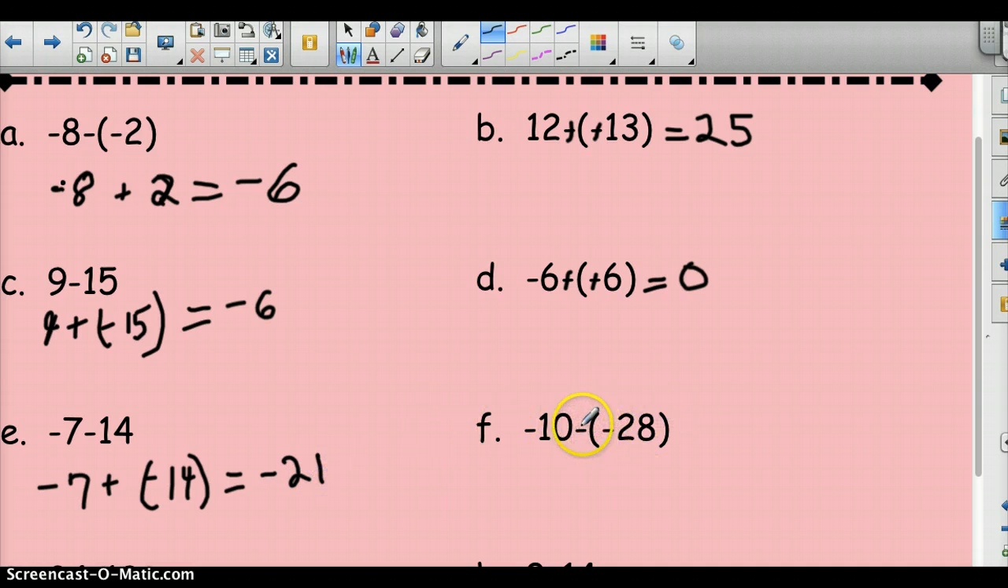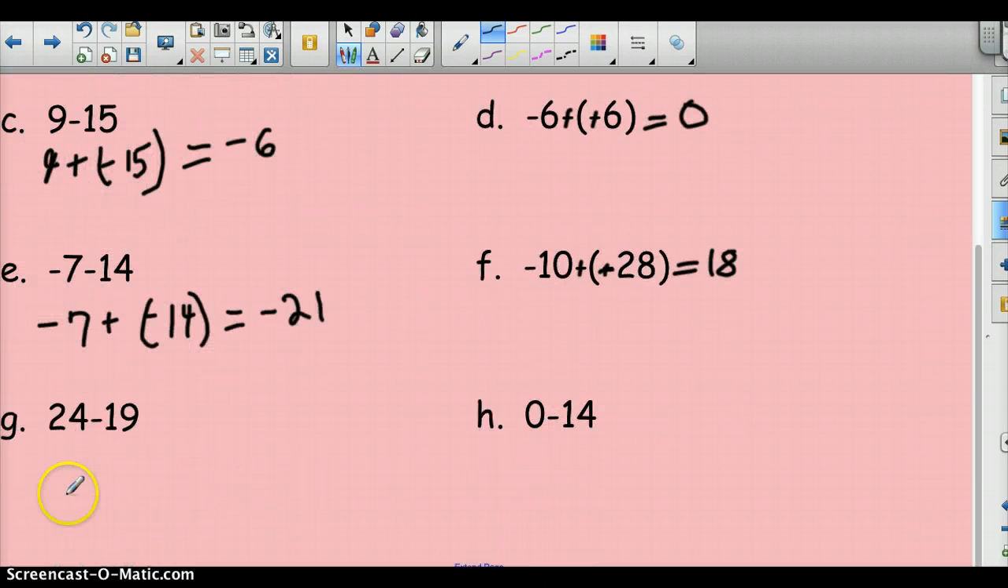Same game. Change the subtraction to addition. Change the sign of the back one. Look at them. It's a positive and a negative. What is the result going to be? Well, the bigger one's positive, so the result must be positive. Negative 10 plus 28 is 18.